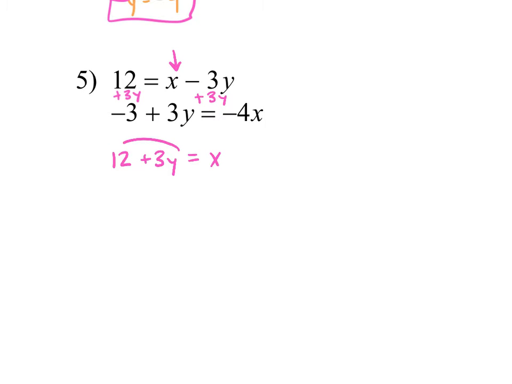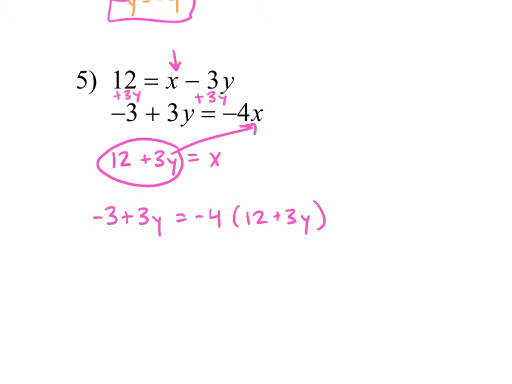Plug it in. So we need to take this and substitute it in for our x. So negative 3 plus 3y is equal to negative 4 times 12 plus 3y. What do we do first to solve? Distribute. So we have negative 3 plus 3y is equal to, we're distributing the negative 4 into the parentheses.